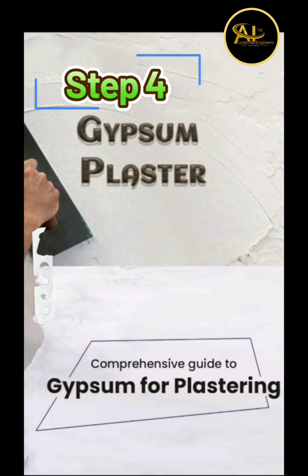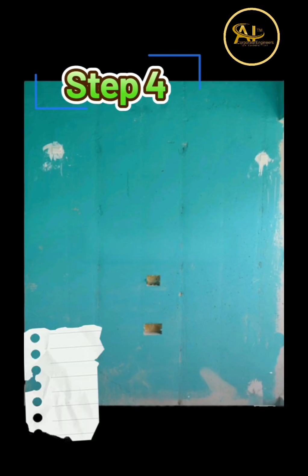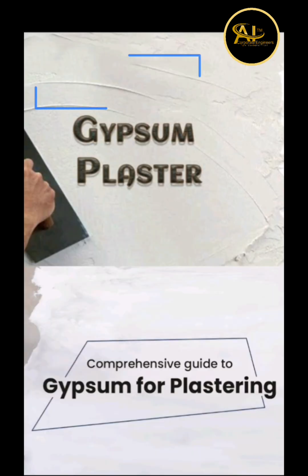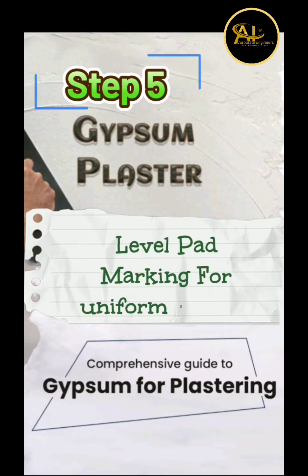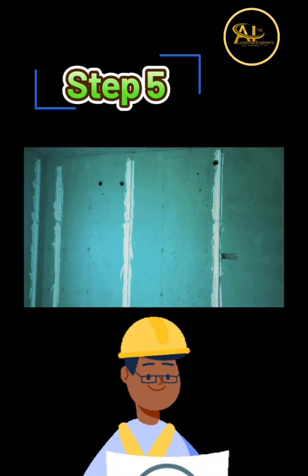Step 4. Bull marking for thickness accuracy. Bottom bull mark shall be done from the right angle marking, then the top bull marking shall be done by the plumb bobs. Step 5. Level pad marking for uniform surface. Vertical level marking should be used to prevent an uneven surface during the construction.